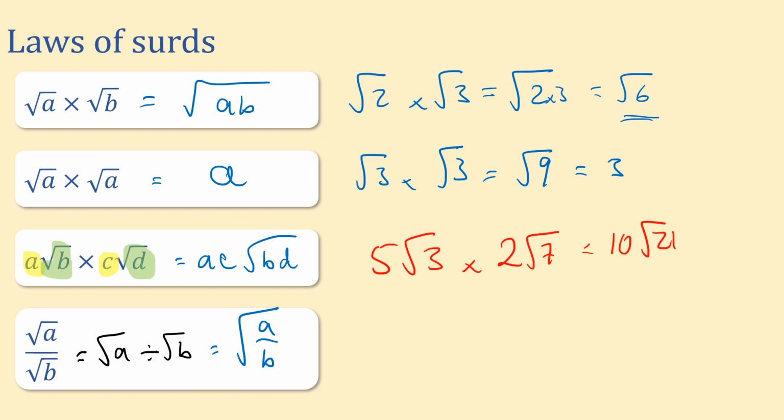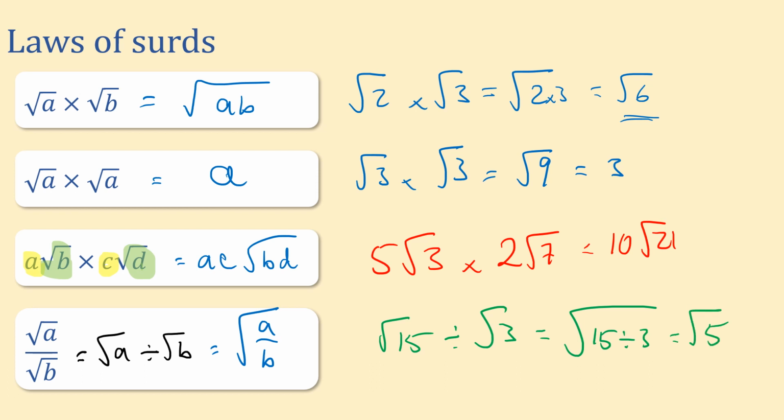So for example, if I was doing, let's put this one in green, shall we? So if I was doing root 15 divided by the square root of 3, that's the same as the square root of 15 divided by 3, which is the square root of 5. Okay, and the same idea extends. If I had multiples, I would do the whole number parts, divide the whole number parts, and so on.